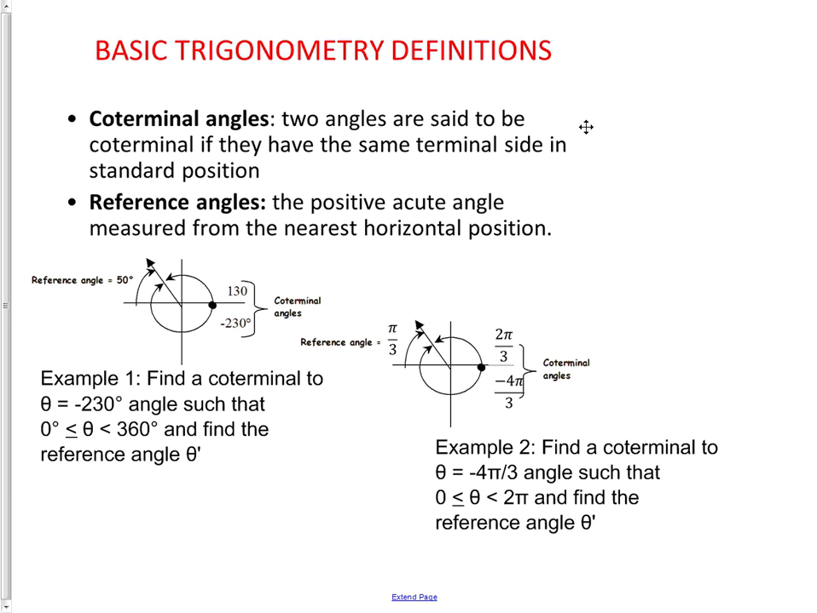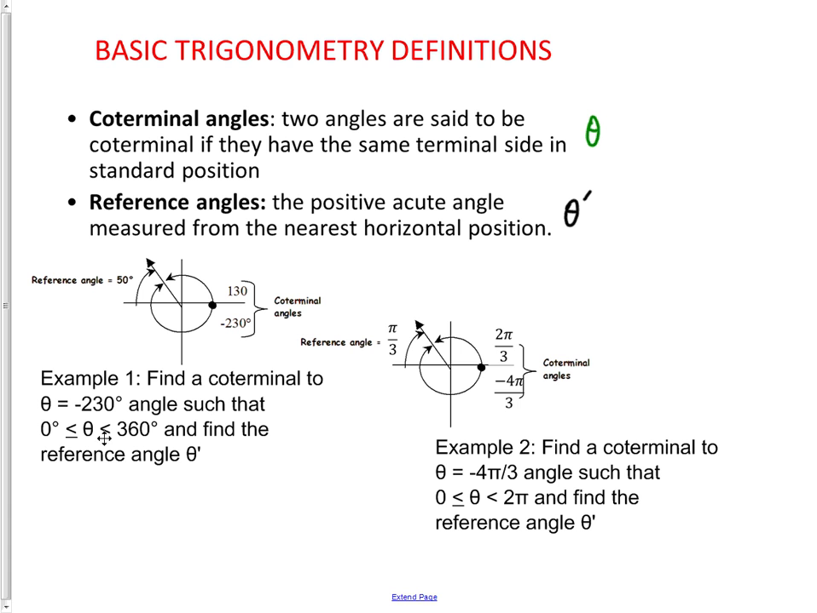Now for my coterminal angle, I'm just going to use the symbol theta to represent it. And a reference angle is the positive acute angle measured from the nearest horizontal position. We give the symbol theta prime as the reference angle.